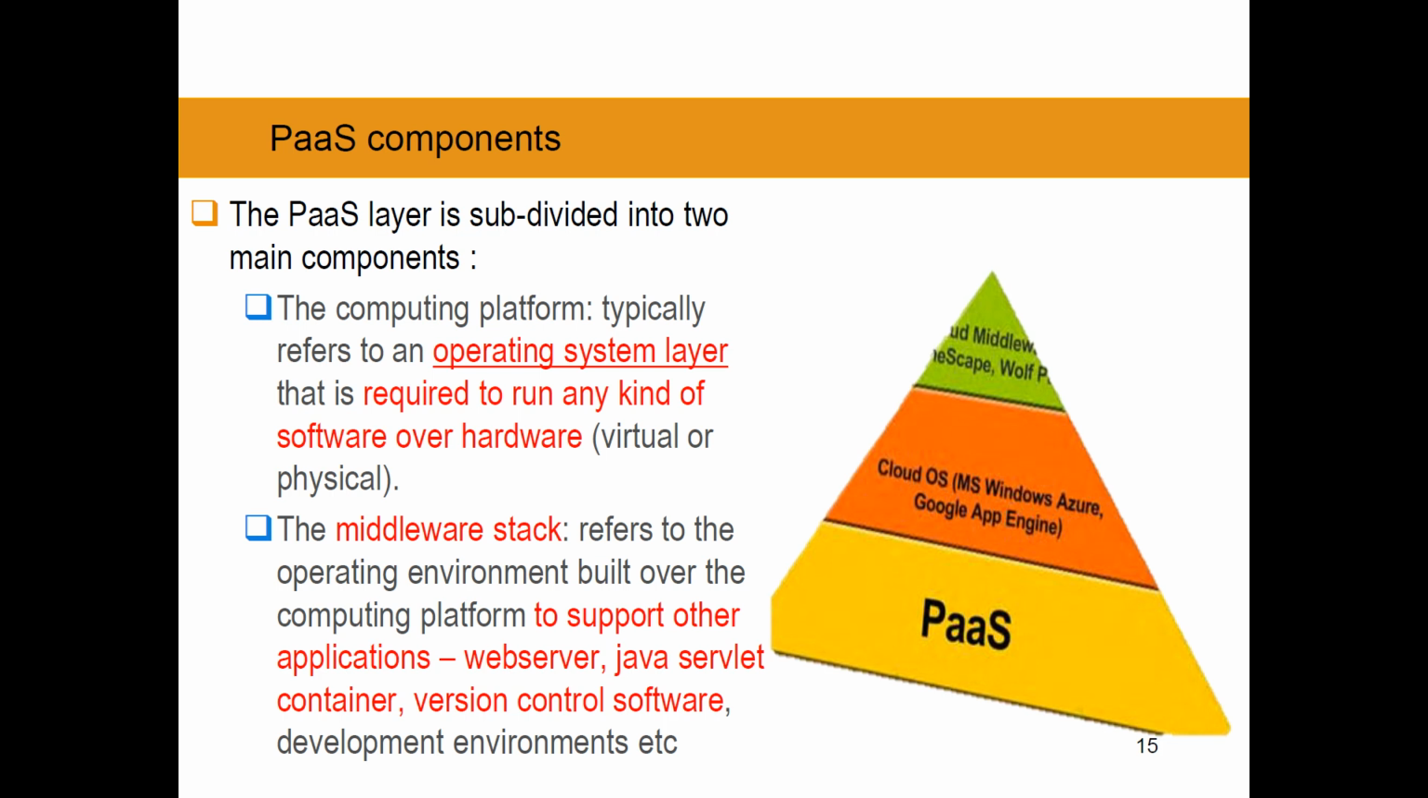So the operating system itself, right? And then the middleware refers to the operating environment built over the computing platform to support other applications, like web server, Java servlet container, version control software, development environment, etc. So you have two main components, OS and middleware. For OS, you see Microsoft Windows Azure, Google App Engine. This is Cloud OS.